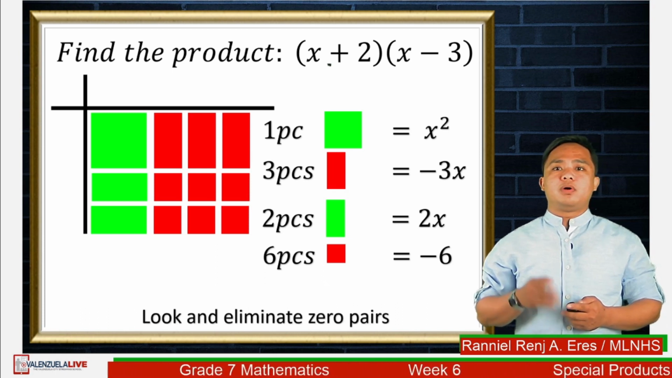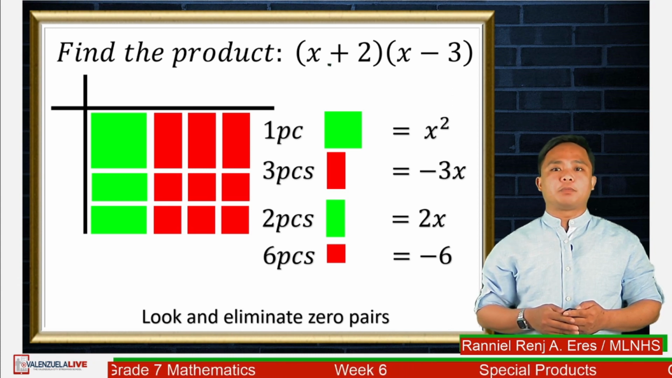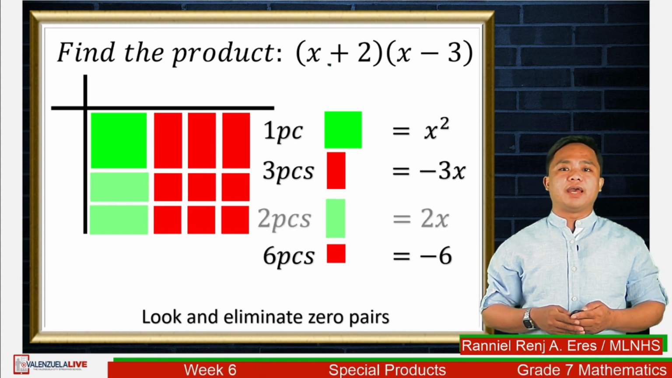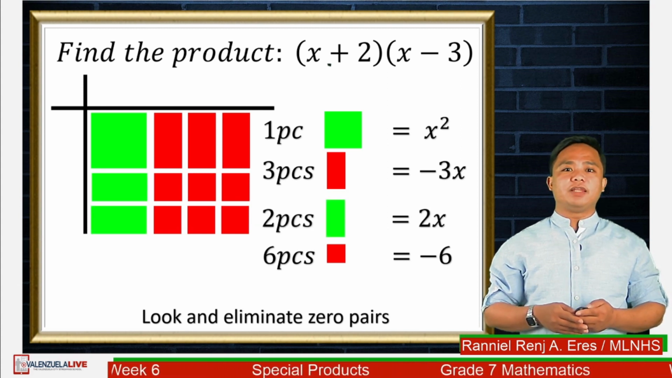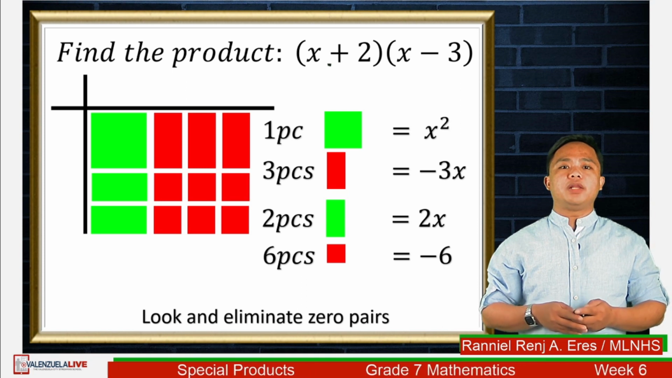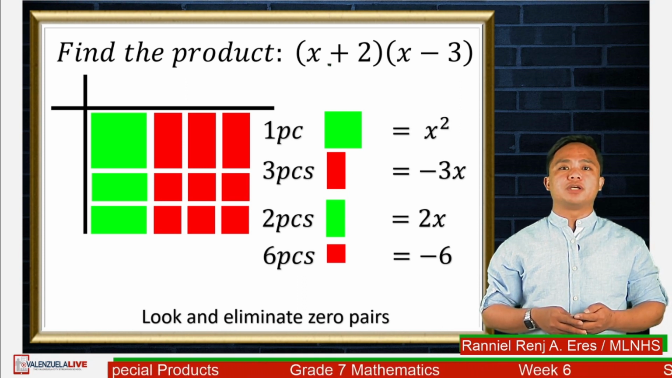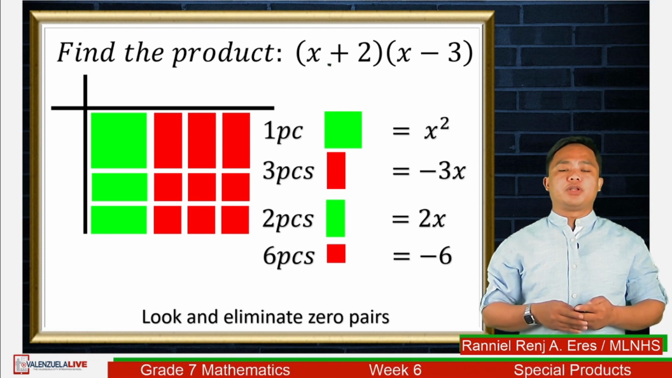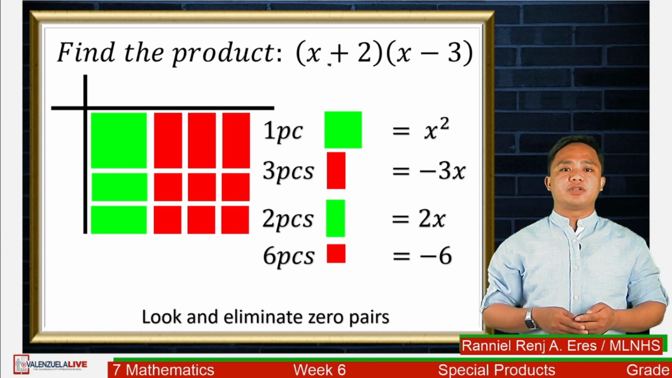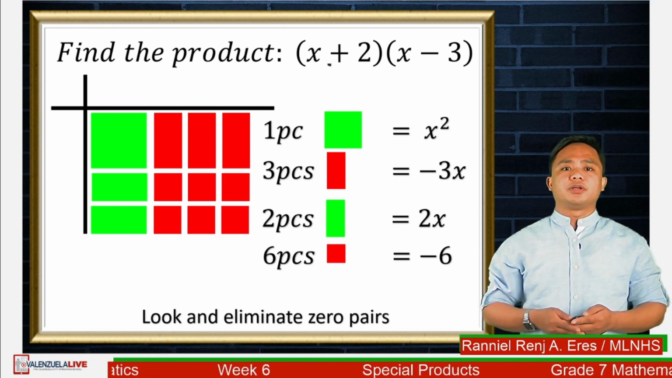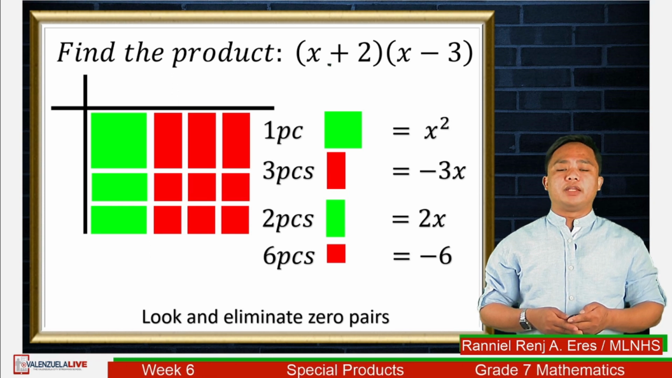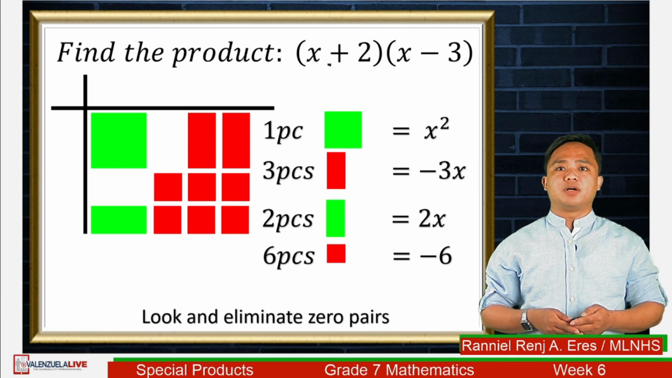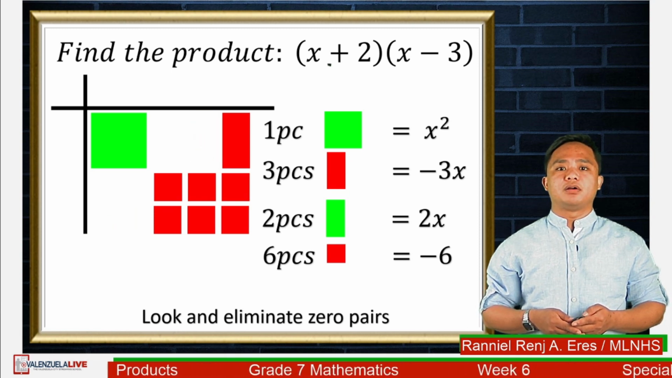Okay, so look and eliminate zero pairs. So as we can see here, we have three pieces of red tile and two pieces of green tile. And we will eliminate this as zero pair here because a pair of green tile and red tile is opposite of one another. And it is the additive inverse of one another. That's why it's called zero pair. And if we add them, the result is 0. So we have to eliminate this one and another pair.